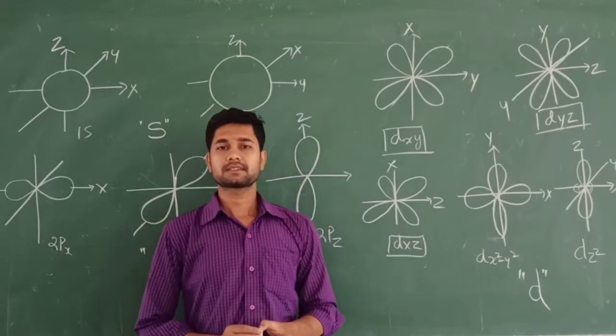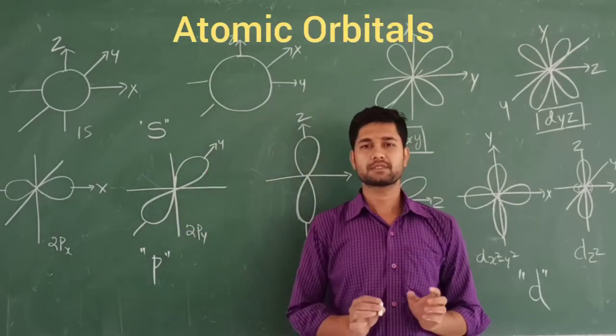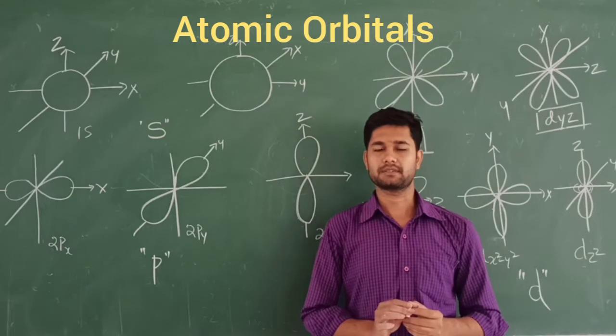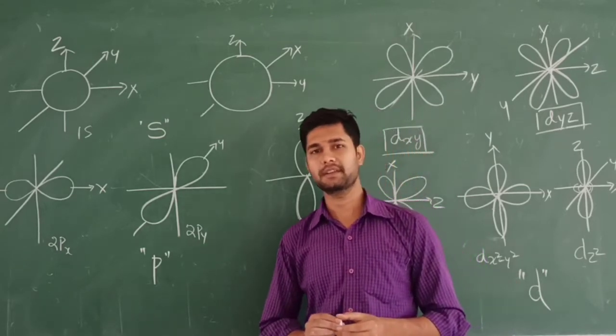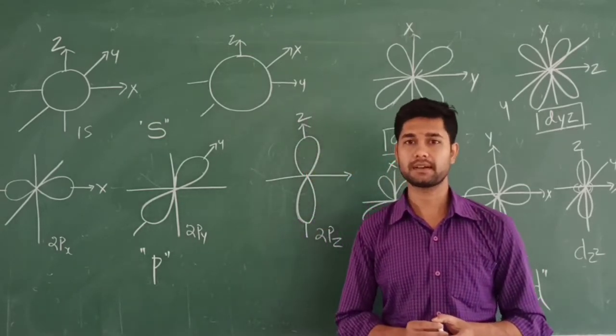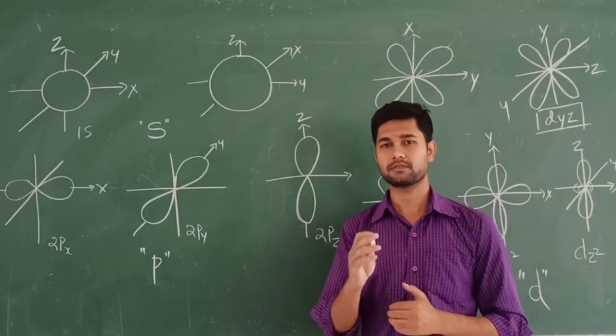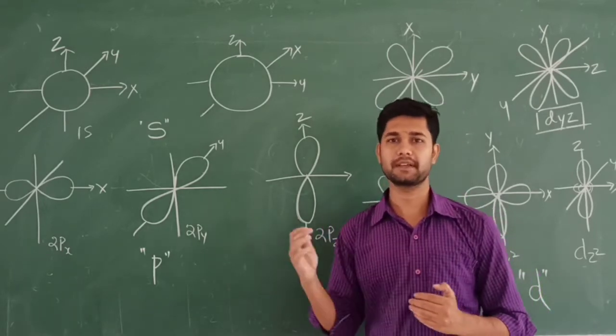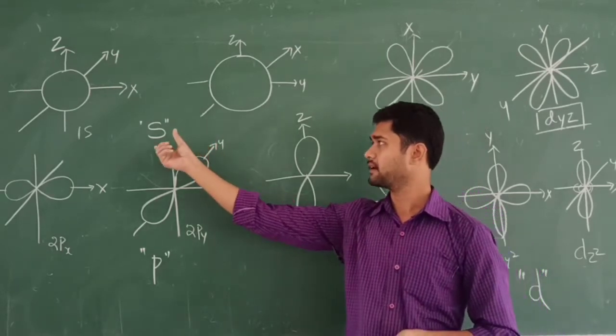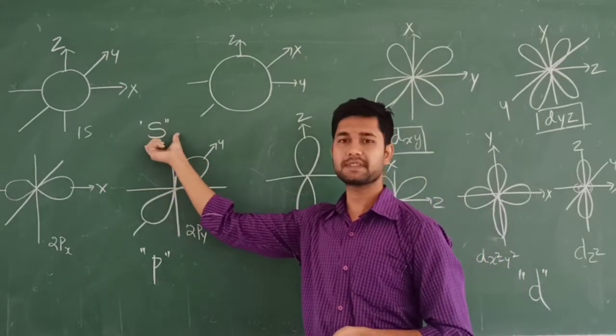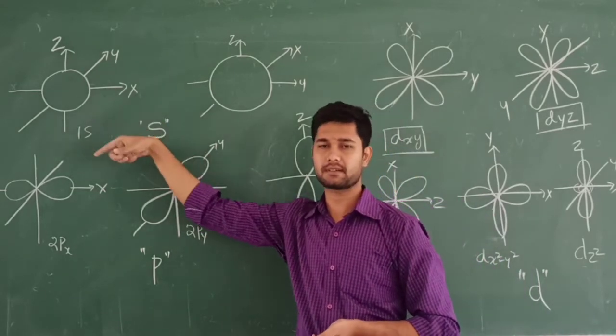Let us discuss the simple concept called the shapes of the atomic orbitals. You know that s, p, d, f are the subshells, right? l is equal to 0, 1, 2, 3, so respectively we get the s, p, d, f subshells. s means spherical shape. Spherical means it's a round shape, right?